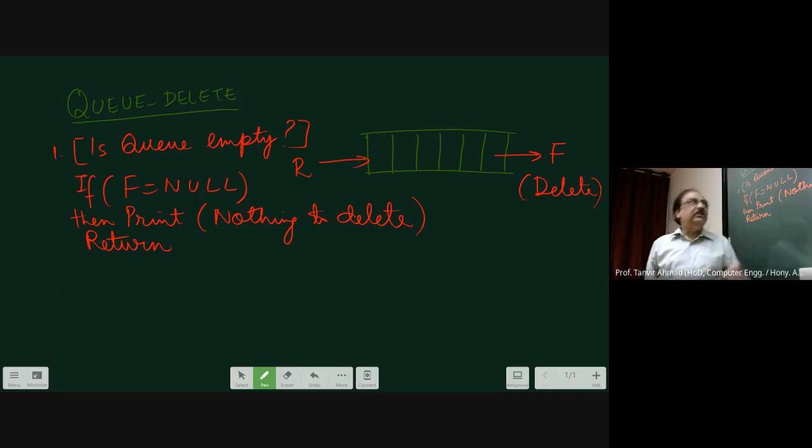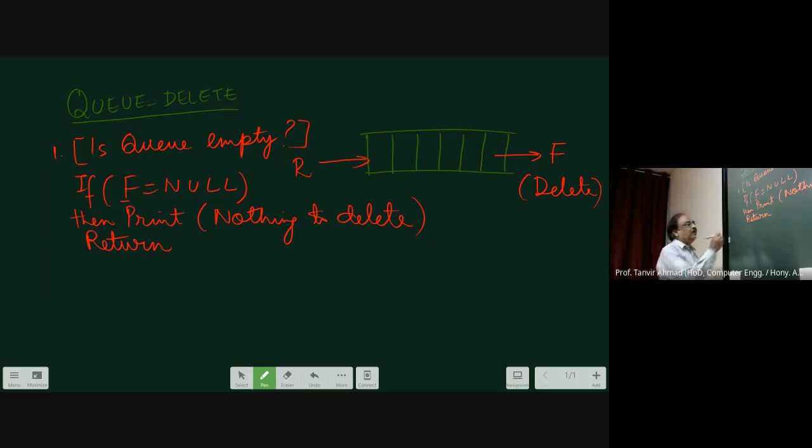Now you can also check with r is equal to null. Both are the same because f and r will both be null. But since deletion is being done through front, I'm writing front. Otherwise, instead of front, you can also write r, or check both, because it's not possible that one of them is null and the other has some integer value. Whenever f is null, r will also be null, so I need to check only one of them.